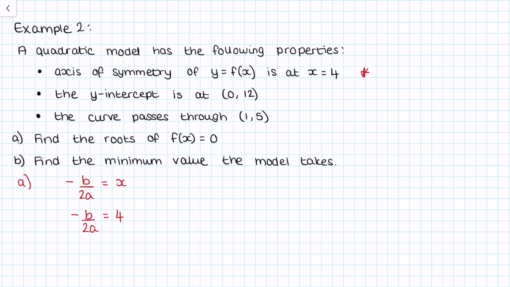Next information that we can use is the second point. The y-intercept is at (0, 12), which therefore means that c has to equal 12 because that's our y-intercept. Then we've also been given one point, which is (1, 5), so we can create the equation with that information. 5 equals a times 1 squared plus b times 1 plus c, which is 12. And then we can simplify this.